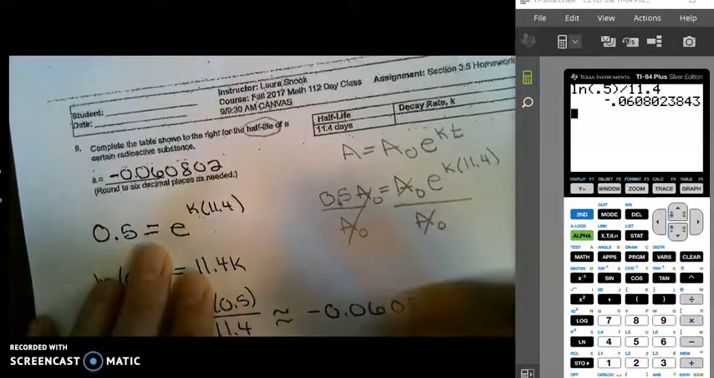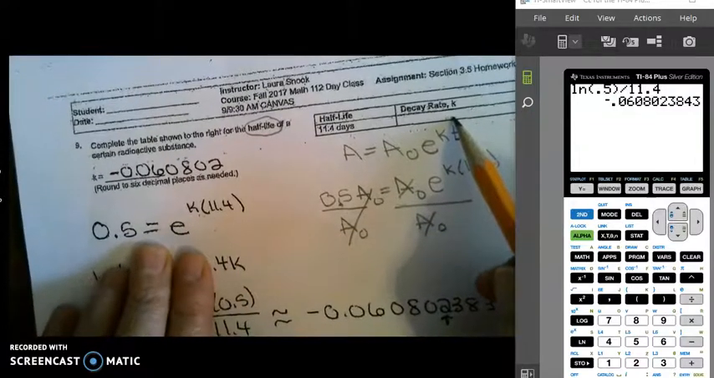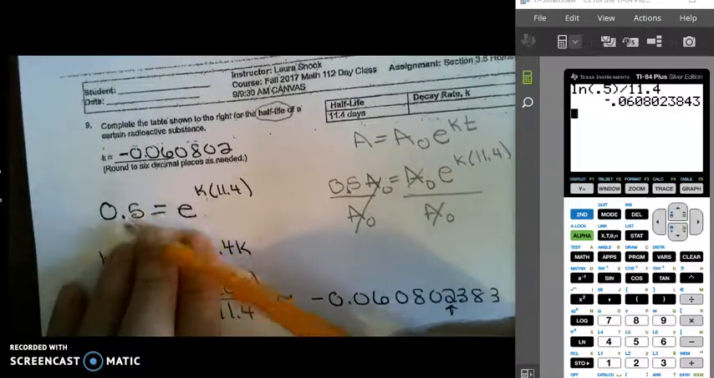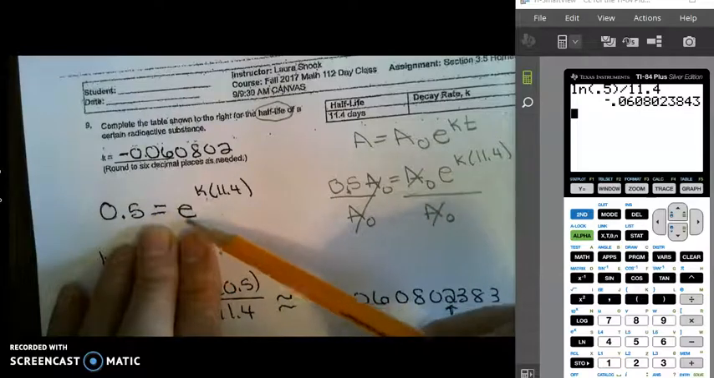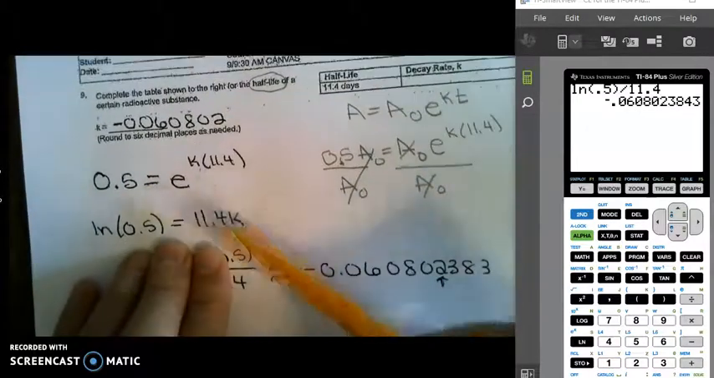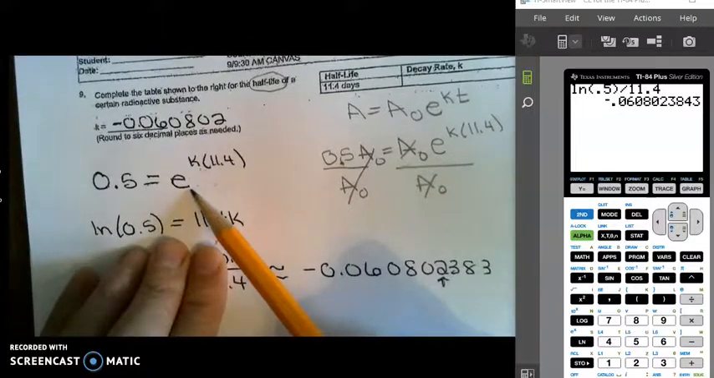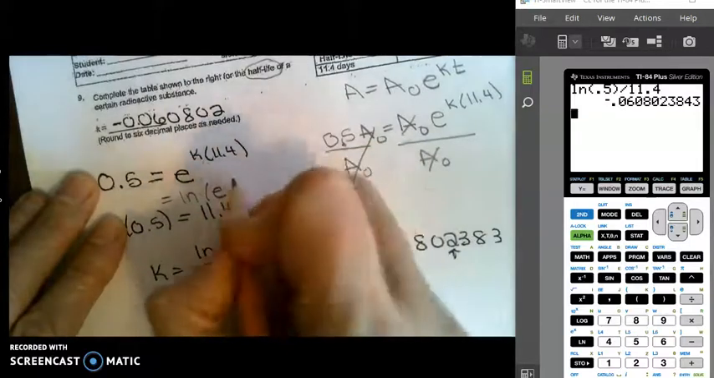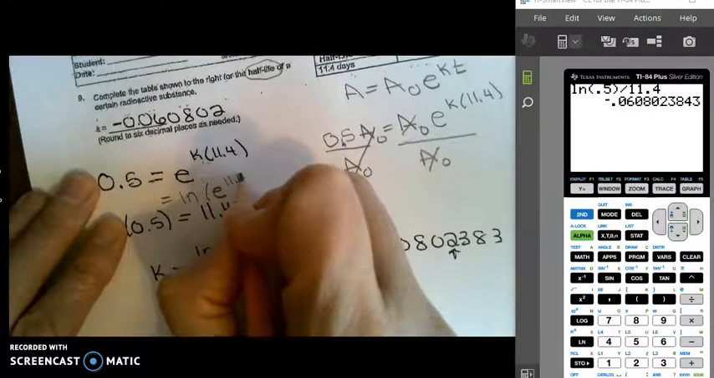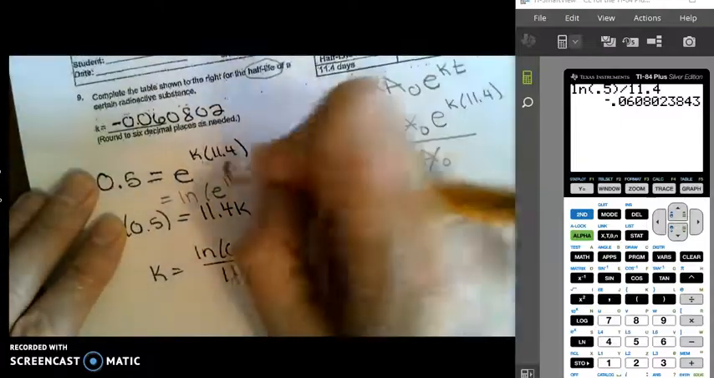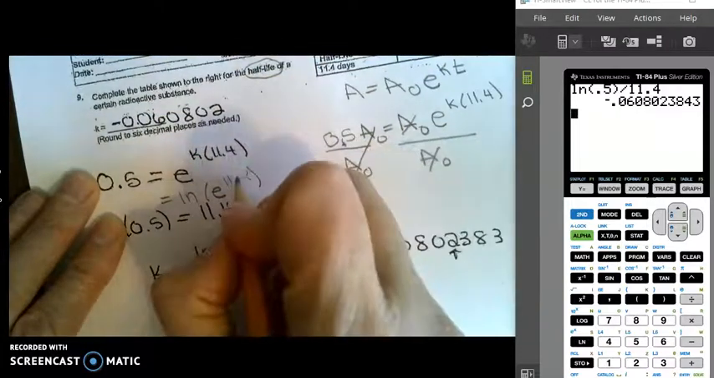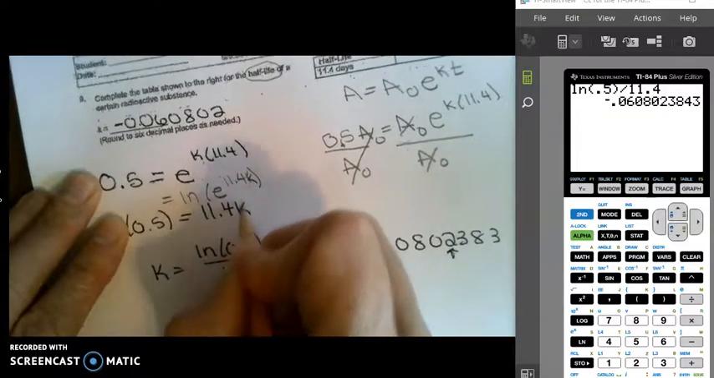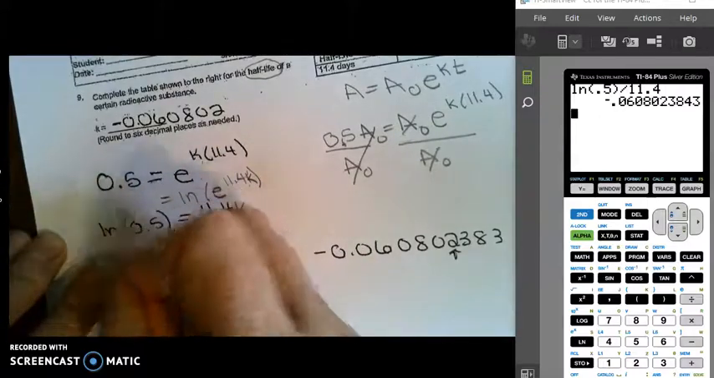What I want to do is find K, which is the decay rate, which we know should be negative. At this point, we have an exponential equation with different bases, so I'm going to take the log of each side. Since it's involving e, we're going to take the natural log of each side. If I take the natural log of this side, it's 11.4K. Natural log and e are inverses of each other, so this just becomes 11.4K. And then I take the natural log of this side.